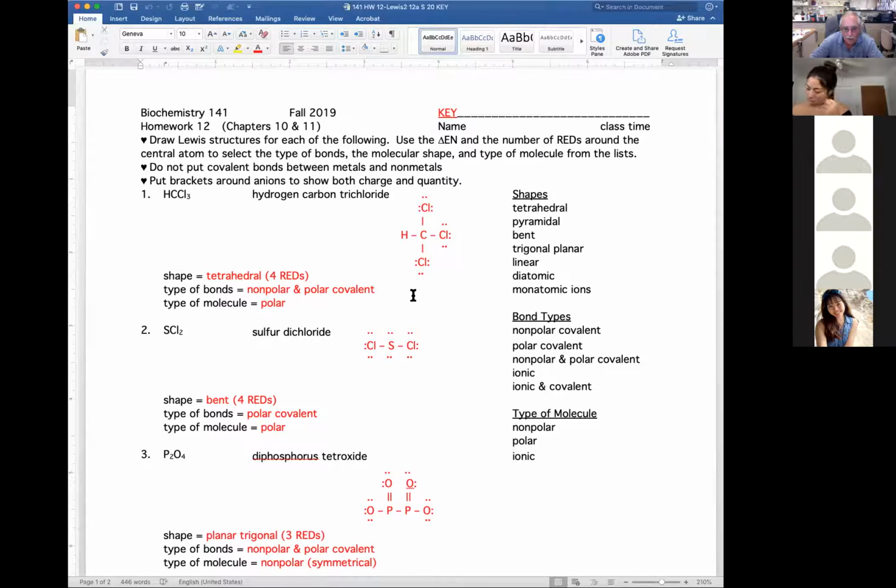So why is sulfur dichloride polar? It's bent. That's right. It's also not symmetrical. It's bent. And the sulfur to chlorine bonds happen to be polar covalent bonds. If they turned out to be non-polar covalent bonds, then this would still be a non-polar molecule.